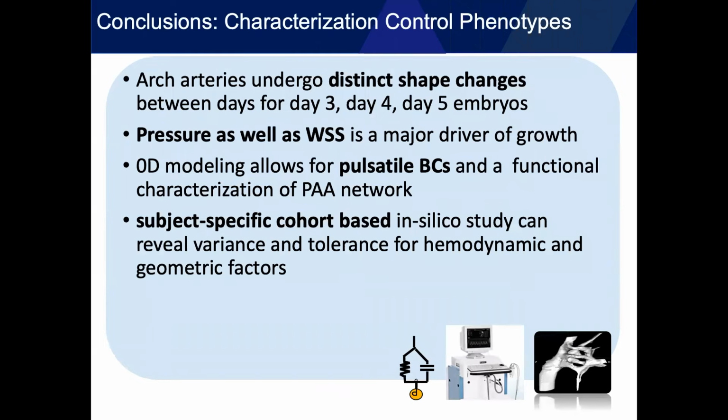Basically, from characterizing these control phenotypes, what we learned is the distinct shape changes from one stage or one day to the next, and that pressure and wall shear stress were major drivers of growth. Our 0D boundary conditions are what allowed us to have these pulsatile simulations and also to functionally characterize the network. This is only possible because we were doing a subject-specific, cohort-based in silico study, and that can really help us to understand variance and tolerance for both hemodynamic and morphological factors.